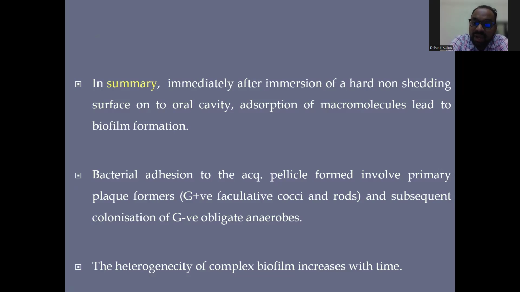So this can be summarized as immersion of a hard non-shedding surface into the oral cavity, adsorption of macromolecules leading to biofilm formation, and bacterial adhesion to the acquired pellicle involving primary plaque formers, which are gram-positive facultative cocci and rods, and subsequent colonization of gram-negative anaerobes.